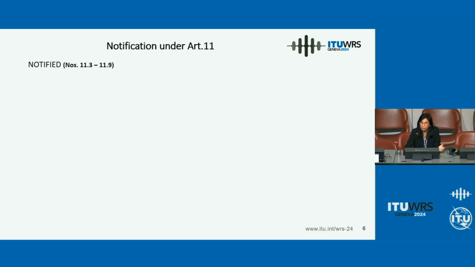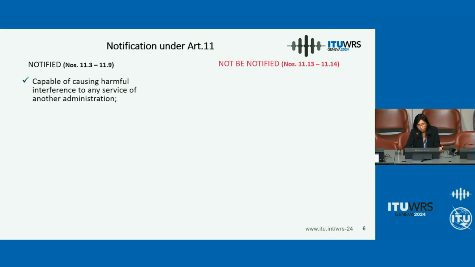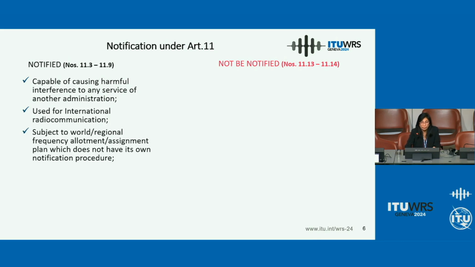So, as I said, some frequencies must be notified, and there are ones which should not be notified. So if it's capable to cause harmful interference to any services of another administration, if it's used for international radio communication, it's subject to World Regional Frequency Allotment Assignment Plan, which does not have its own notification procedure. We saw many of these plans.